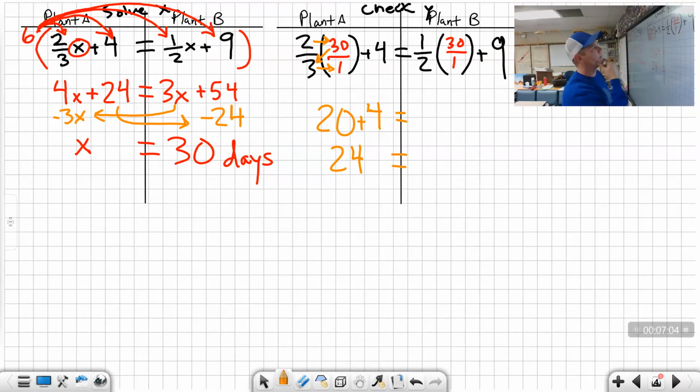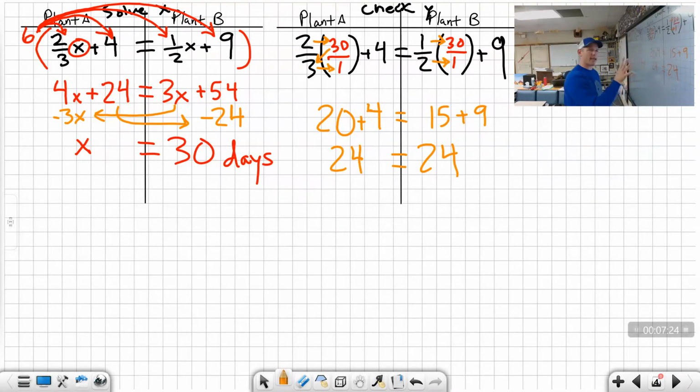On plant B side, 1 times 30, 2 times 1. Those are 30, and on the denominator 2. So what is 30 divided by 2? I get 15 and 9. 15 and 9 make 24.